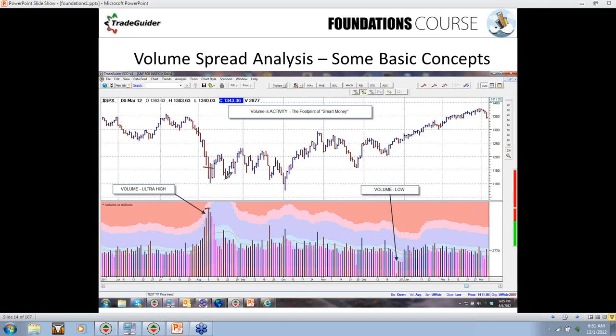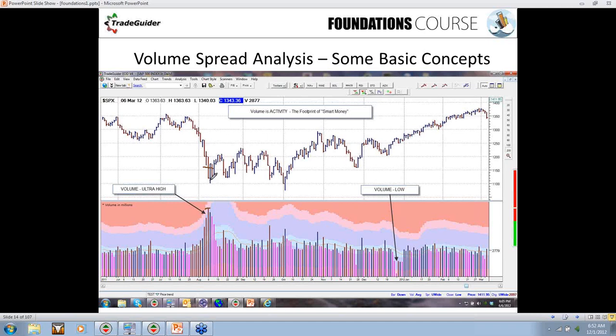Now, only one thing can cause that. There must have been a lot of sellers in this bar, but there must also have been buyers there. We refer to sellers as supply. We refer to buyers as demand. Please write that down. That's important. Sellers is supply. Buyers is demand. In this bar and this bar here, there is a massive interaction going on between buyers and sellers, or supply and demand.